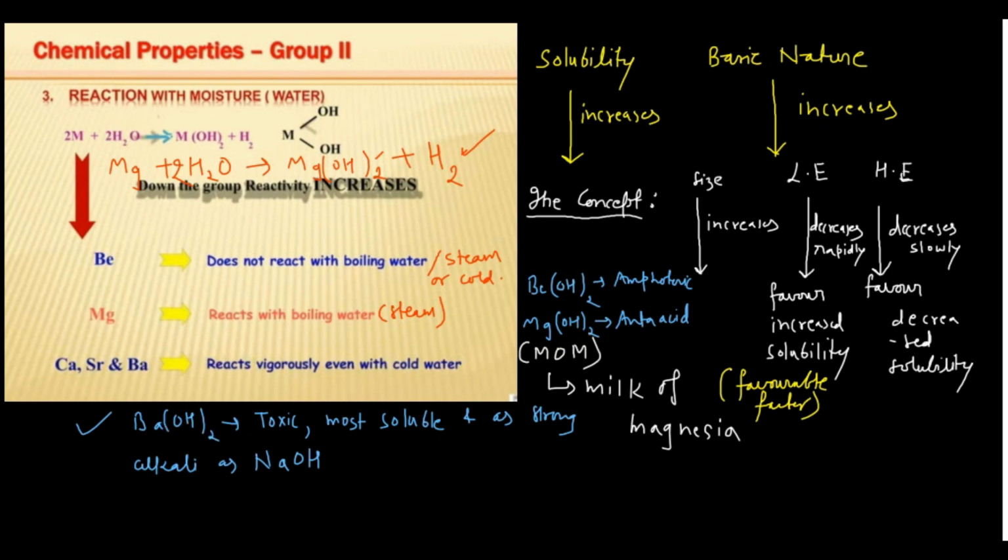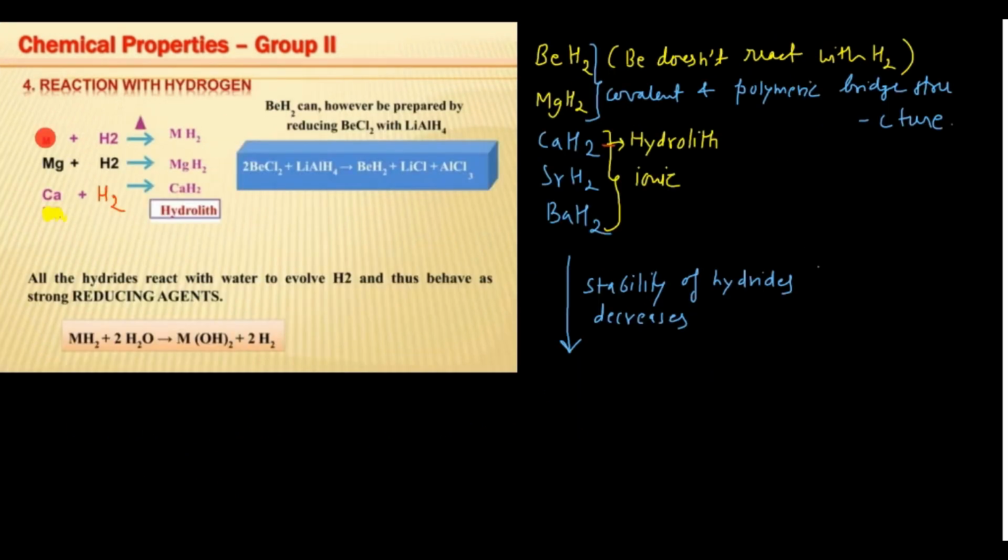So this I have written here, barium hydroxide, which is toxic, most soluble and as strong an alkali as NaOH. Your metal reacts with the hydrogen. If you heat these two together, it will form the metal hydride, like magnesium forms magnesium hydride and calcium forms calcium hydride. And the technical name of calcium hydride is hydrolith. Please remember, you may have an objective type question in your competitive examination. What is hydrolith? Hydrolith is calcium hydride, which you should remember. This is another very important thing.